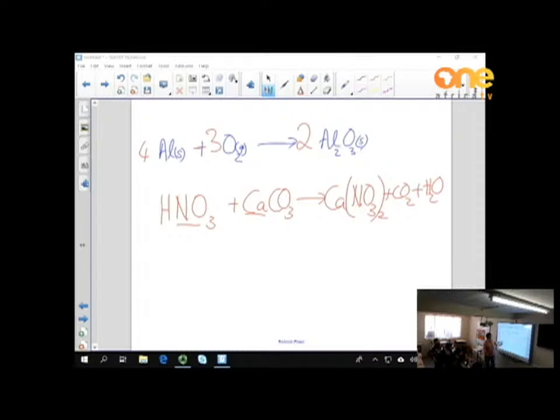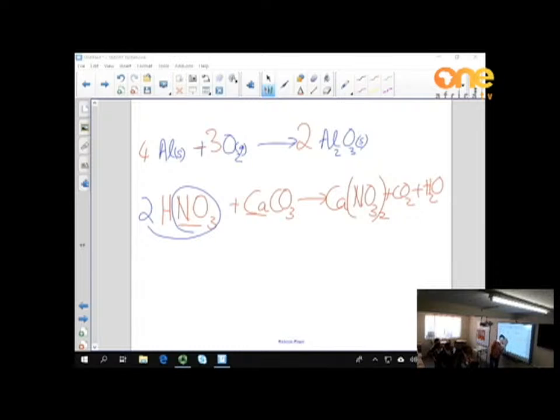We can already see, okay, 1 hydrogen, 2 hydrogens. So we will need to put a 2 in front of it. So how many nitrates have I got? 2 nitrates. There I've got 2 nitrates because they are in brackets. So I have 2 of this whole thing in brackets. How many calciums? 1. 1. How many carbons? 1. 3 oxygens, 2, 3 oxygens.